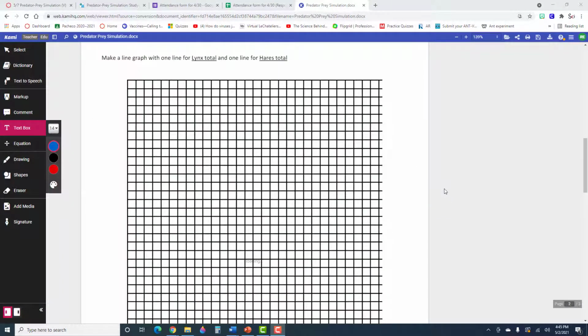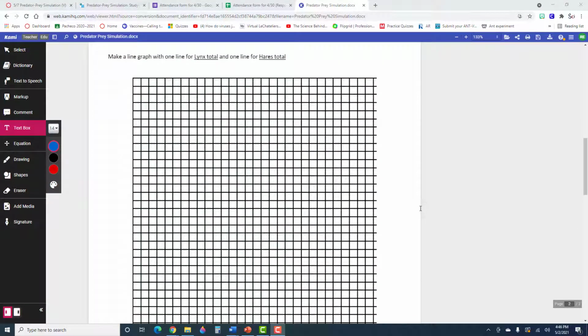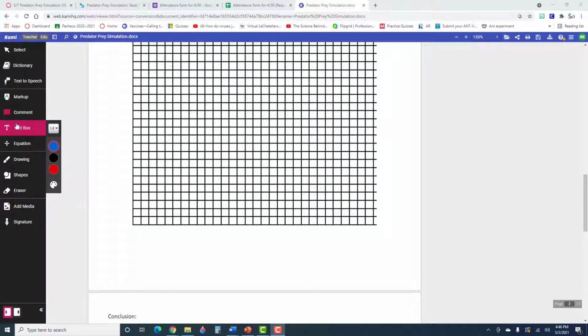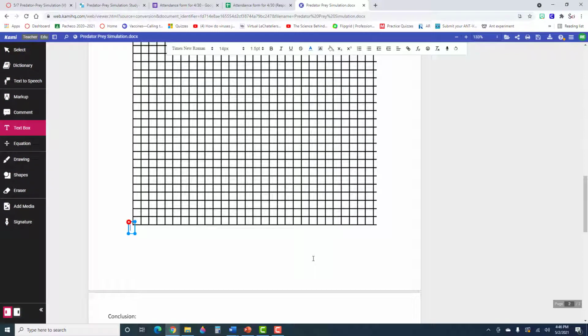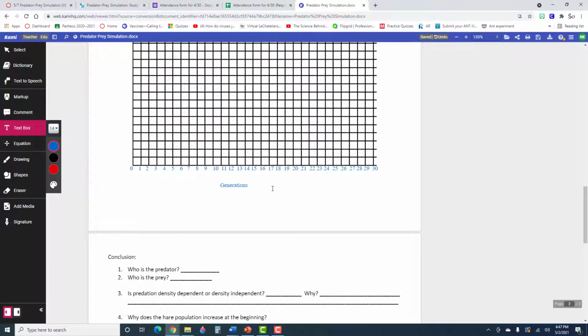All right, so for a graph, this is a predator-prey graph, and these graphs can get a little bit crazy. So what we're going to do is, down at the bottom, this is the easy part. This is where you put the generations that we did. So you're just going to count the number of lines through 30. So 1, 2, 3, 4. All right, and then also label the bottom generations because you always want to label your axes.